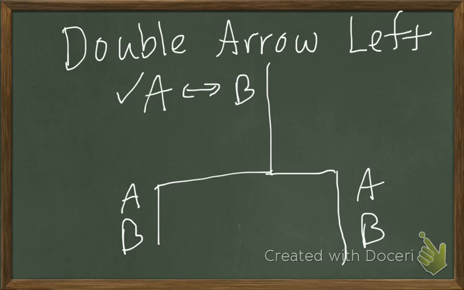So that's all of the propositional logic rules for the left-hand side of truth trees. Make sure to check out the next video, which will explain the propositional logic rules for the right-hand side of truth trees.